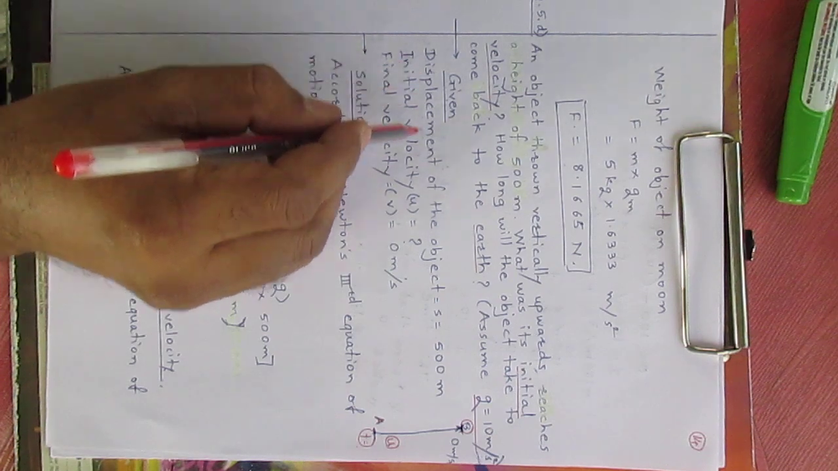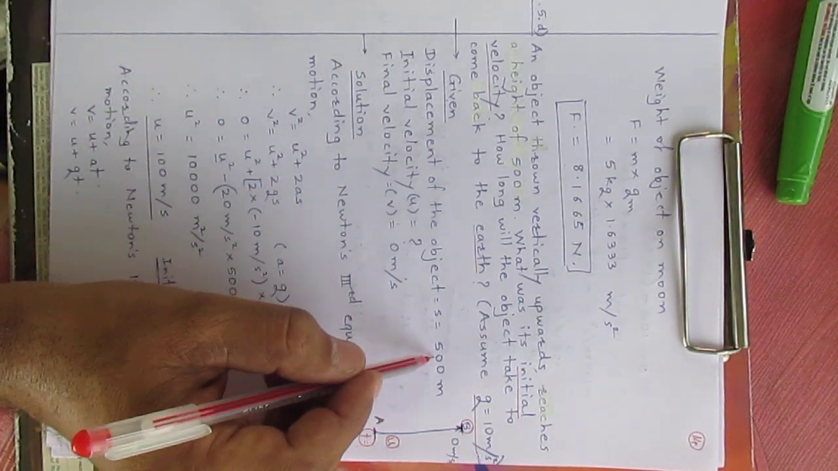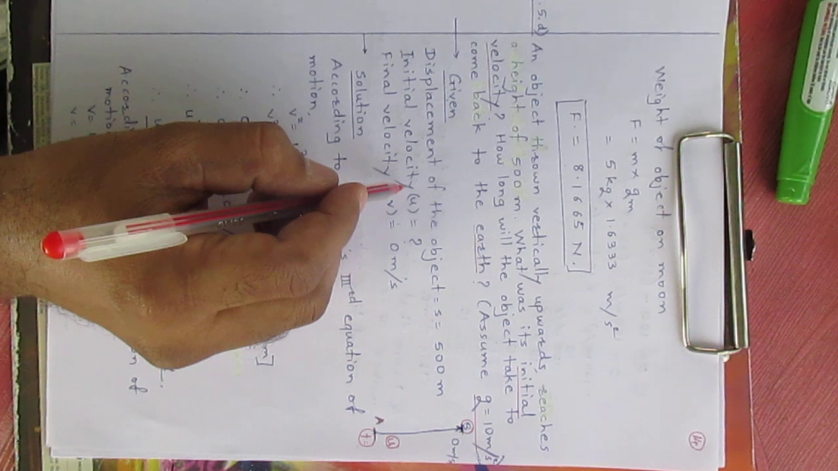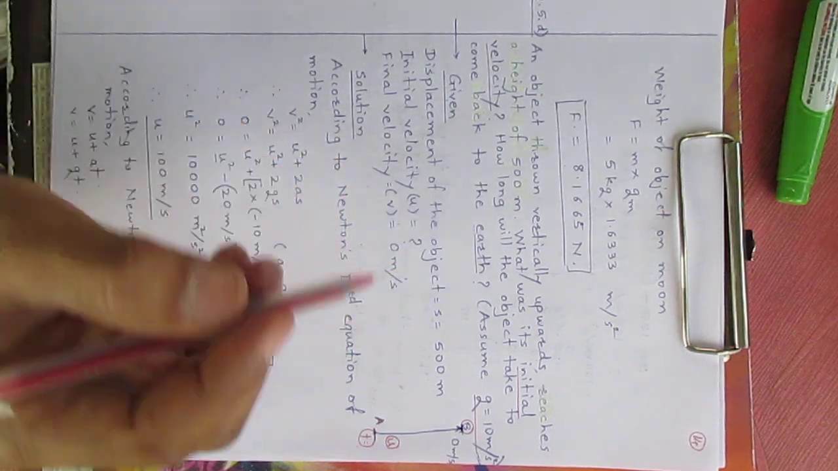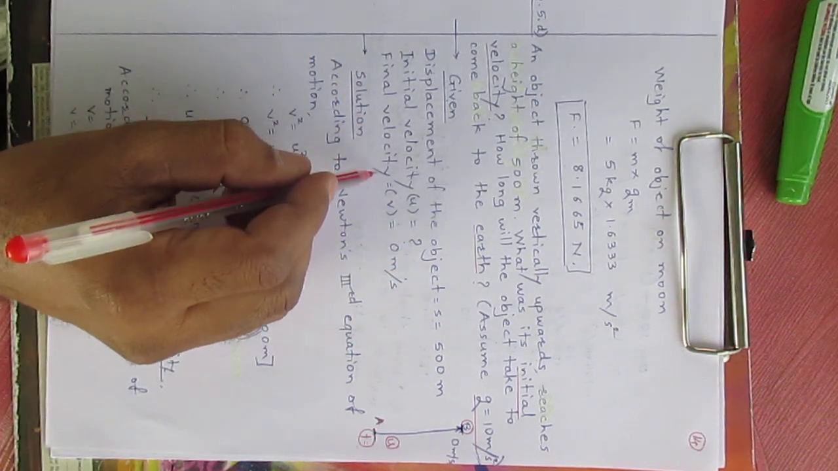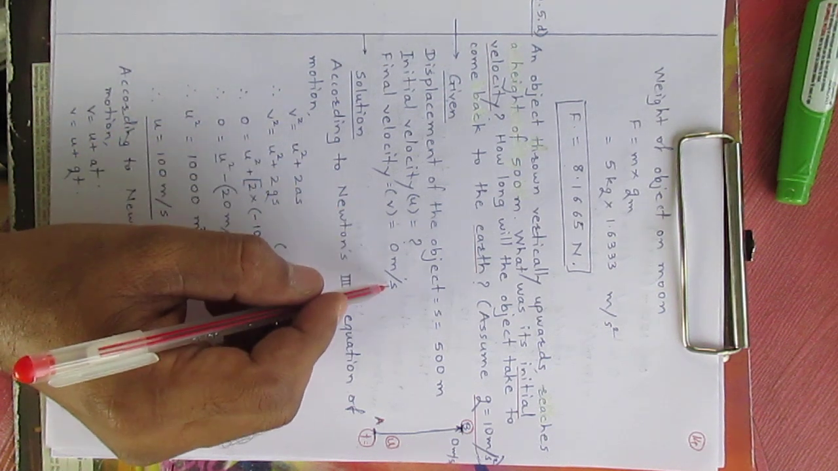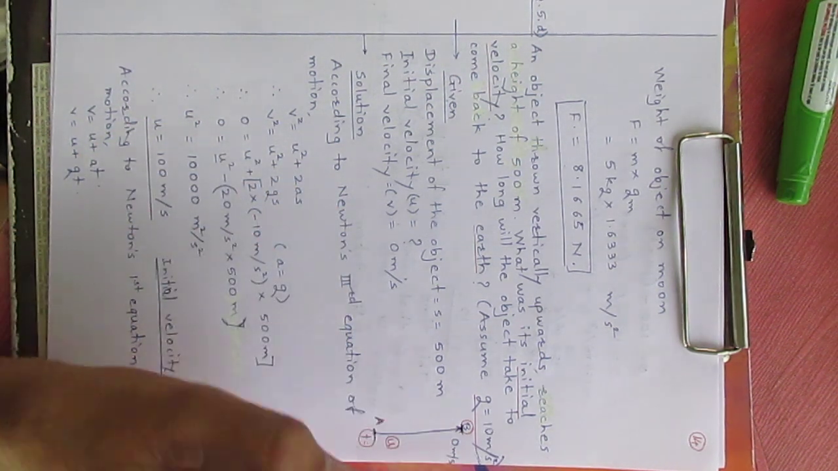Given displacement of the object, that is s is equal to 500 meters. Initial velocity u is equal to unknown, that is to be found out. Final velocity v is 0 meters per second at this point.